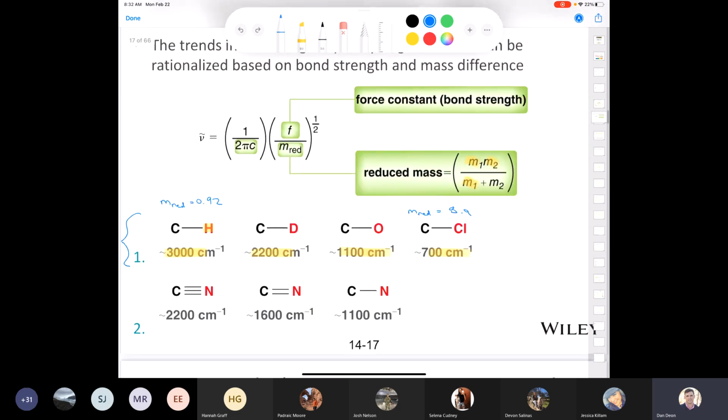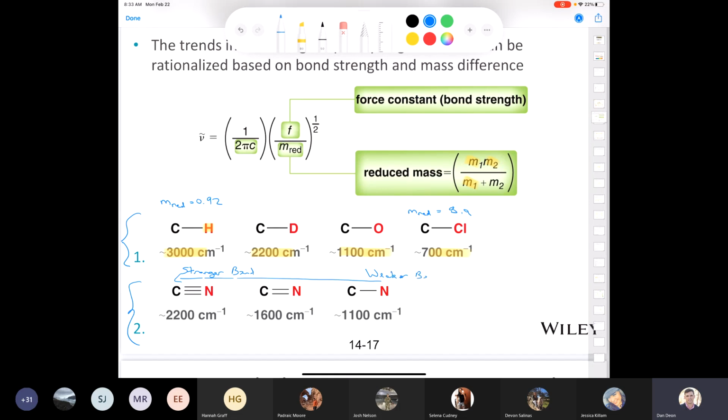Now, if we look at bond strength, it's related to the force constant, so that's summarized in the second point here. All of these bonds are bonds between carbon and nitrogen, but what we know is that if we go from a single to a double to a triple bond, we have a stronger bond here, and we have a weaker bond here.